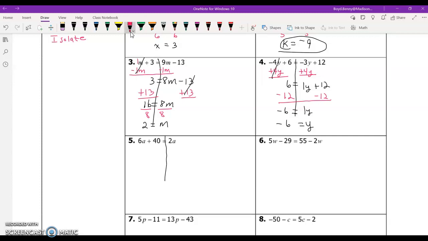All right, so when I look at this one, I've got a 6a and a 2a. So I'm going to subtract the smaller one again. So I'm going to subtract 2a from both sides. Now notice I don't subtract that from the 40 because the 40 does not have an a on it. Those are not what we call like terms. They have to be like terms to subtract them. So 6 minus 2 would leave me with 4a plus 40. 2a minus 2a is 0. And yes, that's possible. Let's subtract 40 from both sides.